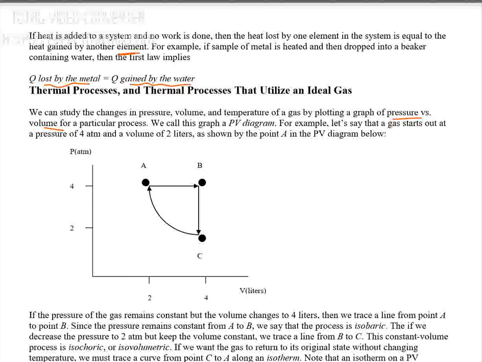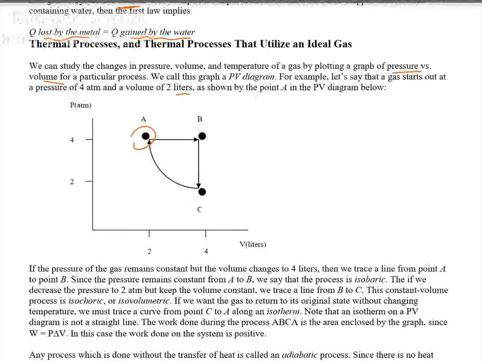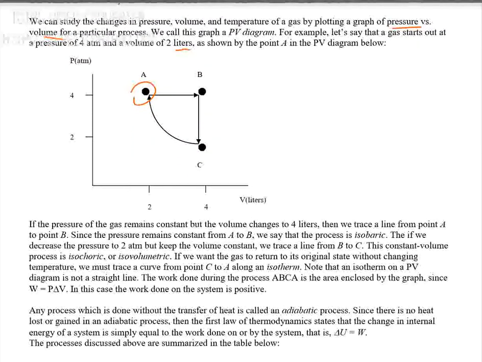For example, let us say that the gas starts out at a pressure of 4 atmospheres and the volume of the gas is 2 liters at this point A, as shown in point A in the PV diagram below. And if the pressure stays constant and the gas expands and reaches B, the volume is increased by what? By 2. It becomes 4 liters. That means it goes from A to B.